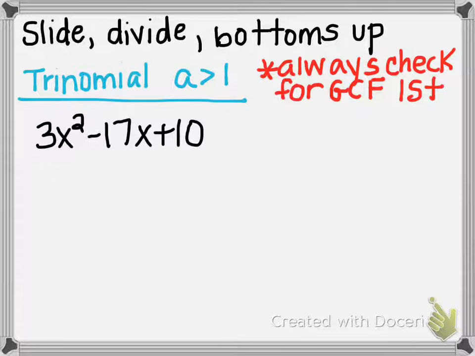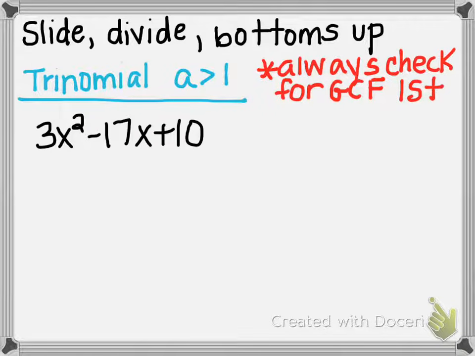I know when you were looking at the PowerPoint presentation about factoring that they did grouping when you had a trinomial and your A value was greater than 1. And I actually teach my kids to do a method called slide, divide, and bottoms up. Hopefully this can be helpful to you guys. It basically takes a lot less time and you don't have to worry about doing anything with GCF and grouping. However, before you ever get started, you should always check for a GCF first.